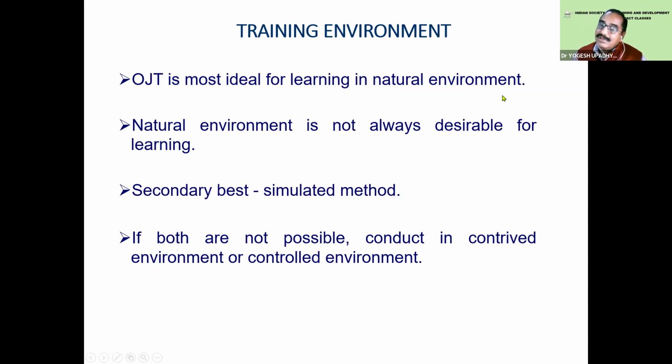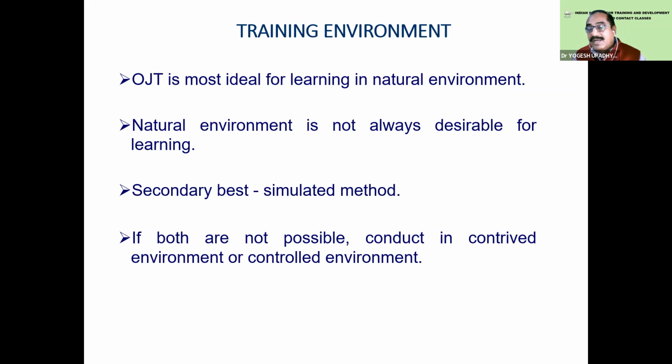OJT is conducted on the same desk or same work floor where the participants, or trainees, are working. Natural environment is not always desirable for learning. So you cannot conduct all the training in college. So the secondary method is the simulated method. So we simulate, since both are not possible. You can have a controlled environment. Like doctors, they practice on dummies, pilots on simulators.